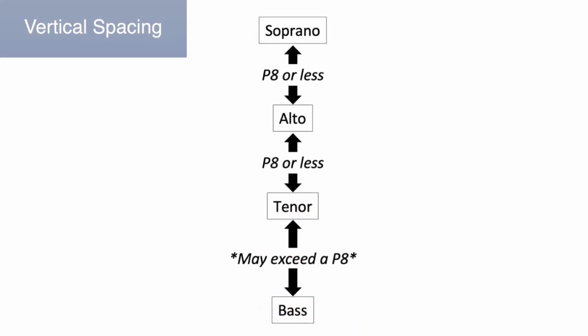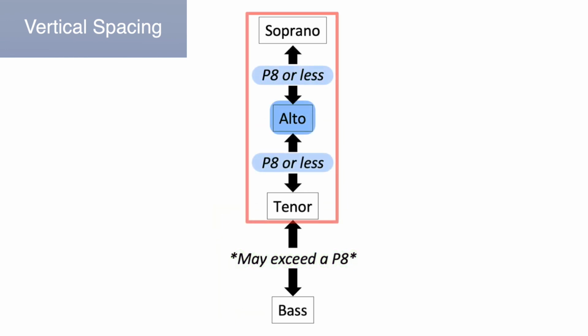Finally, a few very important guidelines about vertical spacing, or how we handle the distance between voices to maintain that balance between relative independence and interconnectedness. The distance between the soprano and the alto should always be within a single octave. The same goes for the spacing between the alto and the tenor. The spacing between the bass and the tenor is more flexible. That distance can and frequently does exceed an octave. Perhaps a simpler way of remembering this is to focus on the alto, which should always stay within an octave of both the soprano and tenor, the voices just above and just below it.